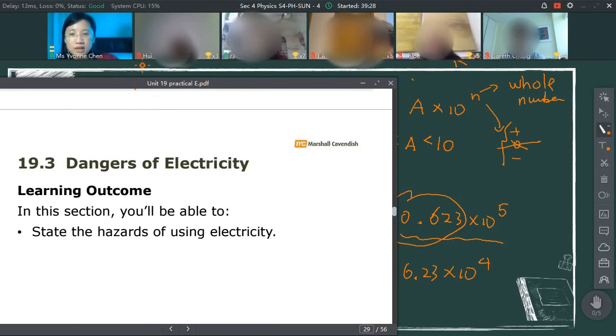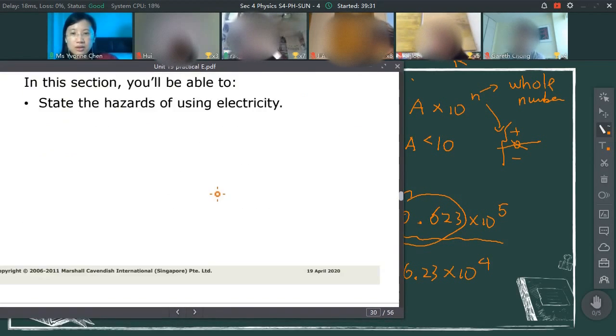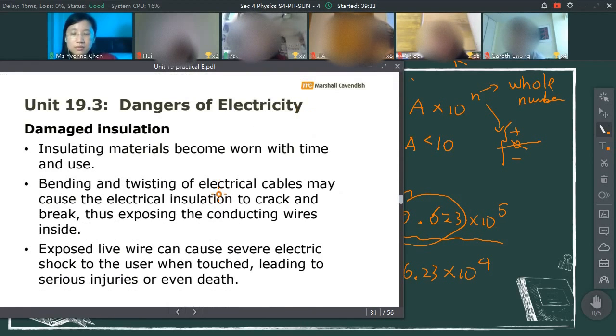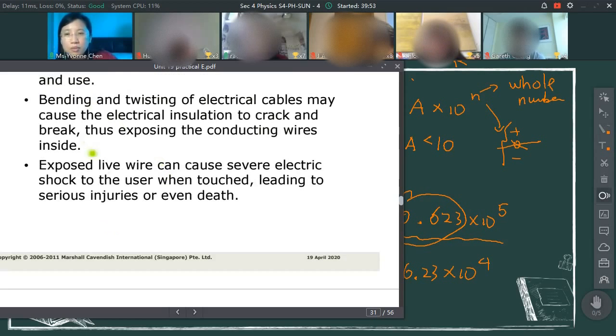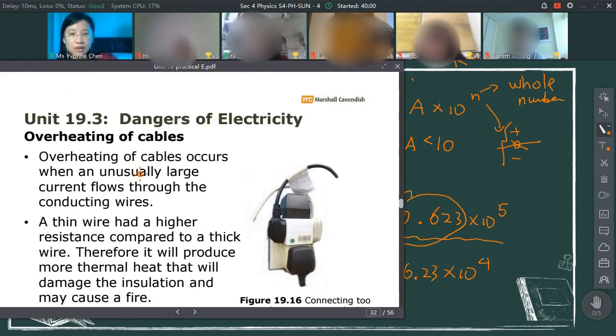Now we'll talk about dangers of electricity. Okay, so for damaged insulation, the insulating material becomes worn with time and use. Or the cables bending and twisting may actually cause the electrical insulation to crack. And I'll talk more about what is a live wire later. For the time being, we can skip this part. I'll talk about what is a live wire shortly.